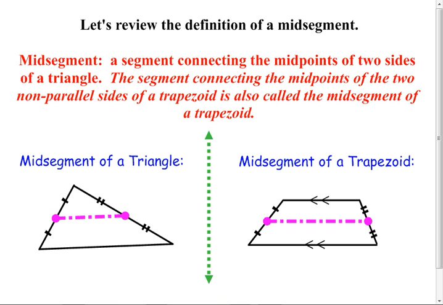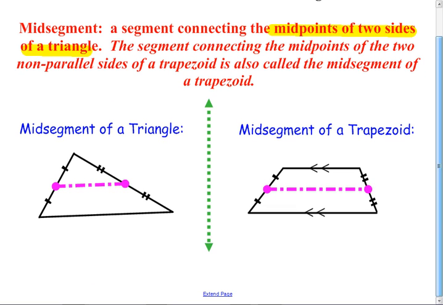Okay, let's review the definition of a midsegment. A midsegment is a segment containing the midpoints of two sides of a triangle. Another word for it would be a median. No, that wouldn't be correct. We'll call it a midsegment. The segment connecting the midpoints of the two non-parallel sides of a trapezoid is also called the midsegment.